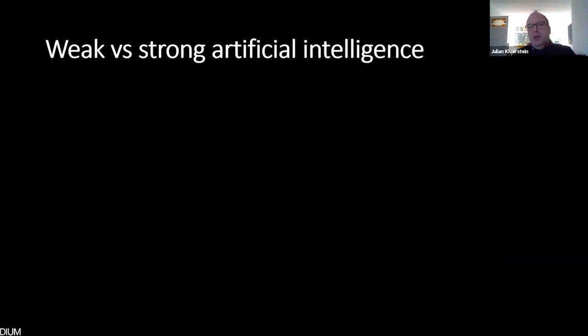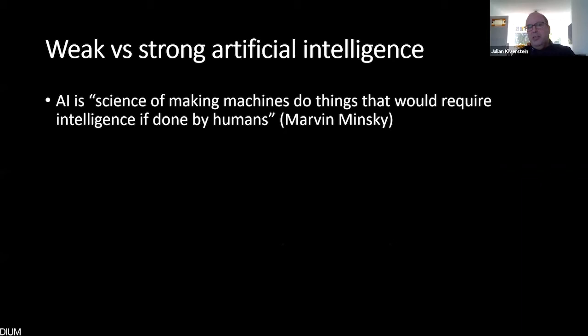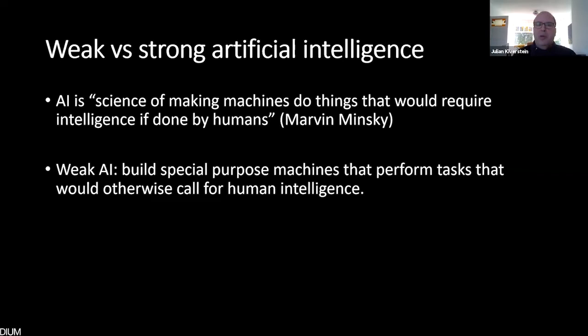Okay, just a quick clarification that what I'm talking about here is probably something that straddles the distinction that's normally made between weak and strong artificial intelligence. So here's how Marvin Minsky defined artificial intelligence. He said, it's the science of making machines do things that would require intelligence if done by humans. And then often a distinction is made between weak or narrow artificial intelligence, where you have computer scientists building special purpose machines that perform tasks that would call for intelligence if done by humans.